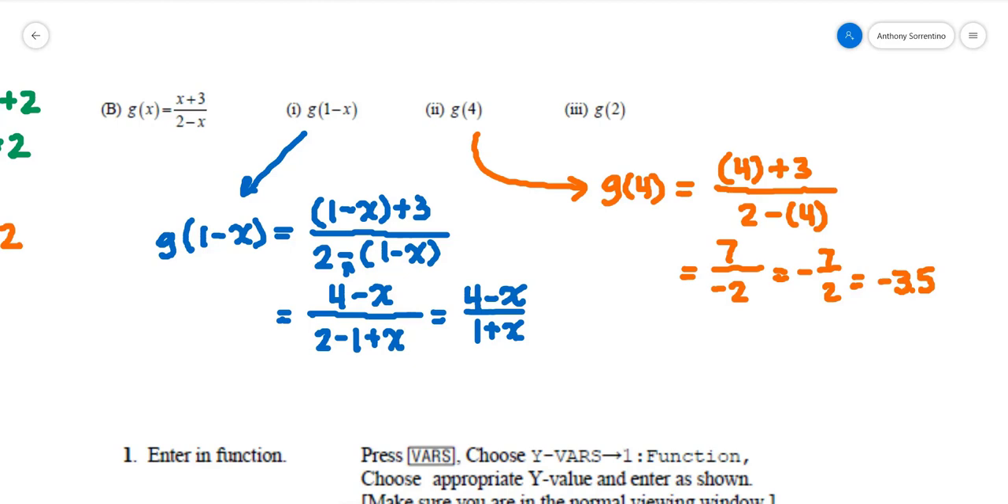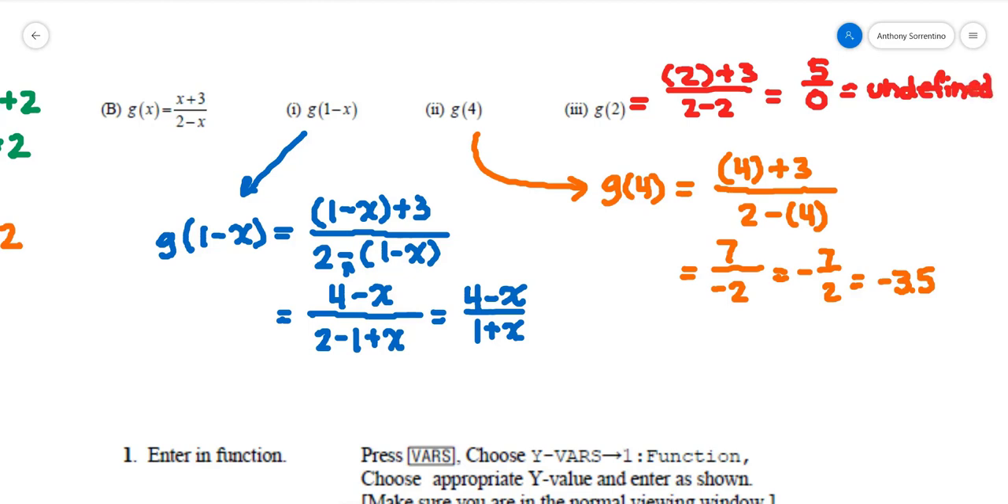For g of 2, I get a 5 over a 0. I can have zeros in the numerator of a fraction. I cannot have them in the denominator. And we're going to talk about the fact that we can't divide something into 0 pieces. We can't take something and divide it until it becomes nothing. So this is not able to be done, and this is undefined. And we'll see how we're going to handle situations like that in more detail as we move through this first chapter. But for the time being, you're just going to say that it is undefined.